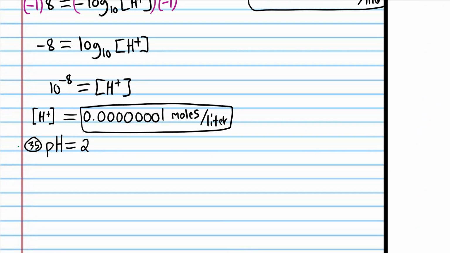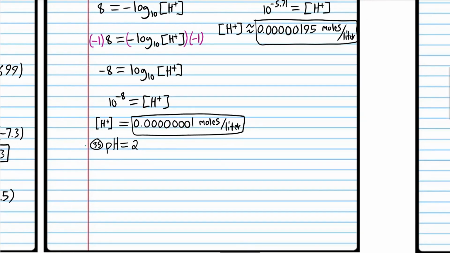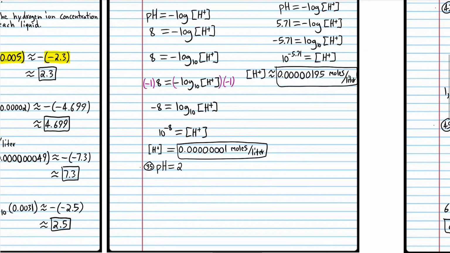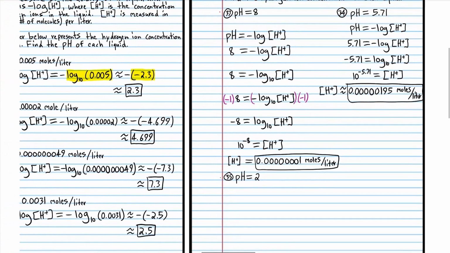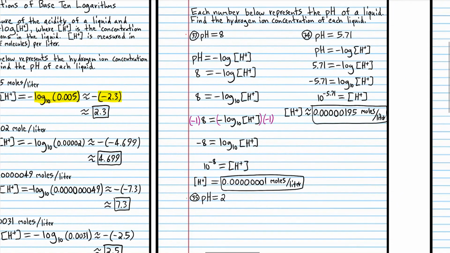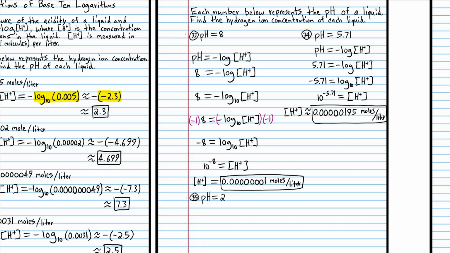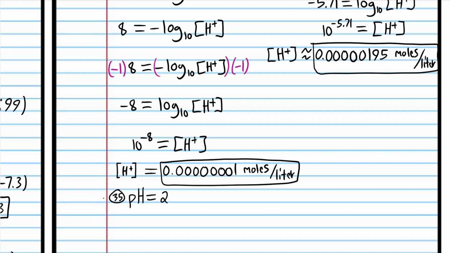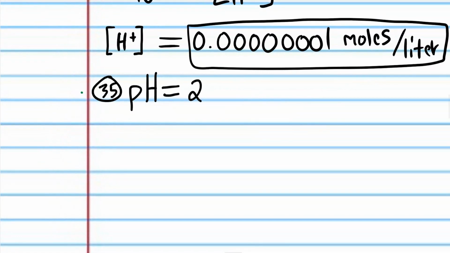So now it's time for you to try. In number 35, the pH is 2. So go ahead and attempt 35, and when you come back, we'll do it together. Alright, we're back.